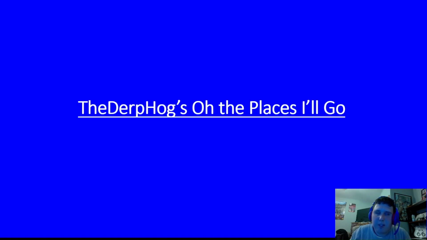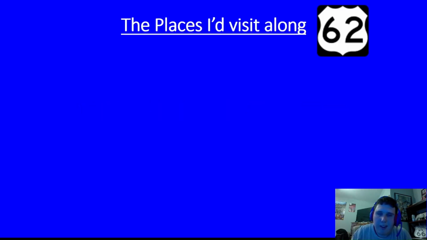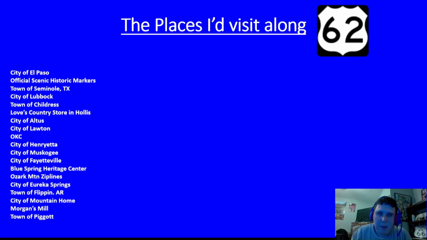So this one is going to be quite longer than the other ones I've done because those are shorter highways. This one is a cross-country highway. So there's going to be a lot of places that I'd like to visit on the highway. These are the places that I'd visit along US Highway 62 Northeastbound. First, I'll visit the city of El Paso, just to say I've been there.